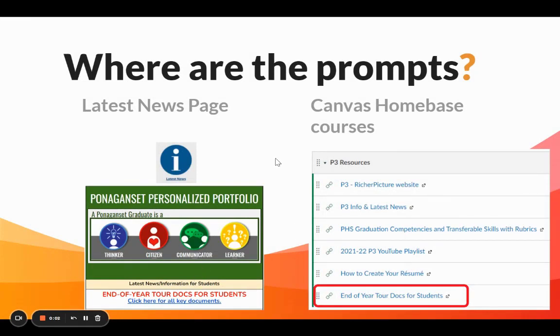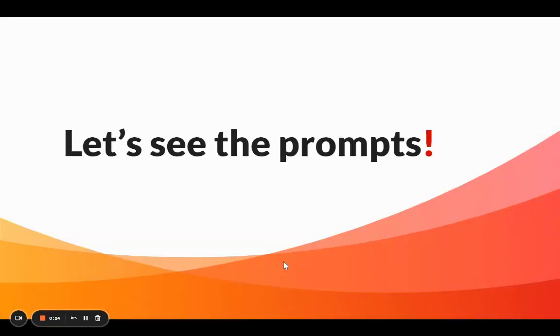So where are the prompts? If you go to the latest news page by clicking on that I button on the homepage of the P3 system, or if you go to Canvas home-based courses, whatever your course is, go to the second or third module, which is P3 resources at the bottom. It says end of year tour docs for students. So clicking there, or clicking on that document where it says click here for all key documents, it will take you to the prompts themselves.